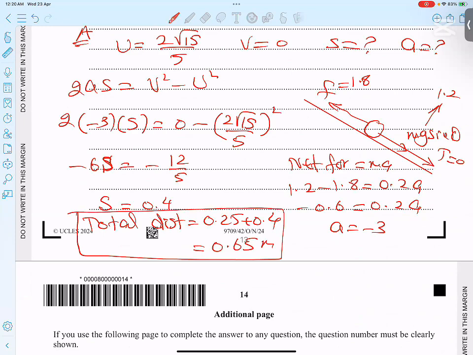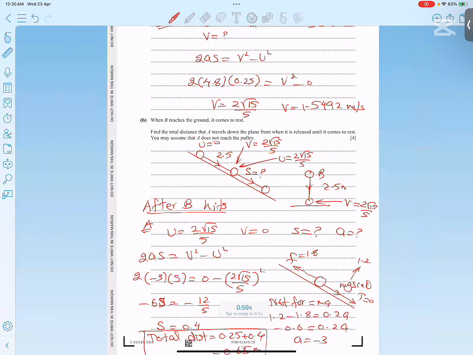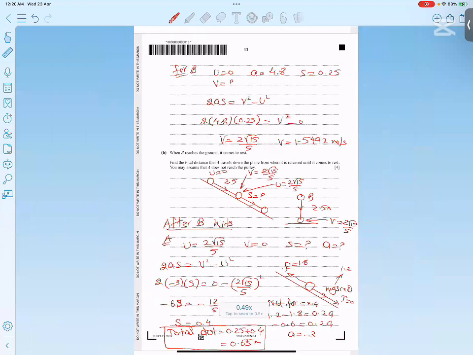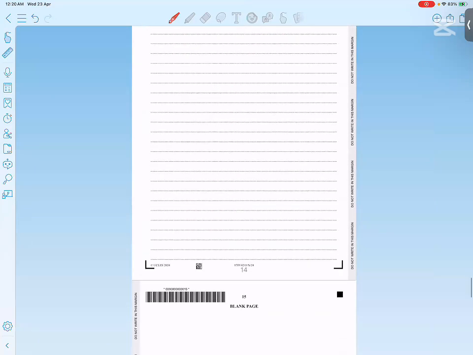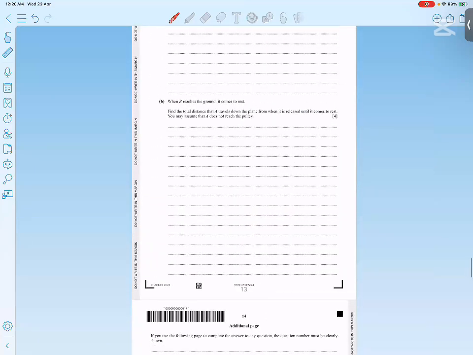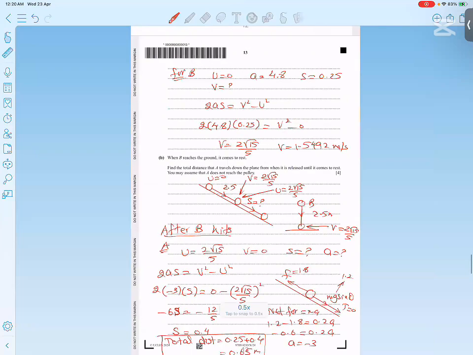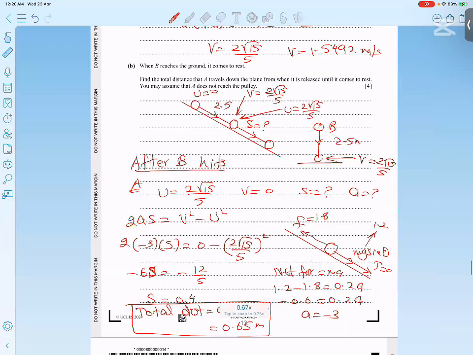I hope the concept is very, very clear. And the question is completely over. And the paper is completely over. And best of luck for the exams. And the best technique as a teacher is just to reattempt those questions where you made mistakes.